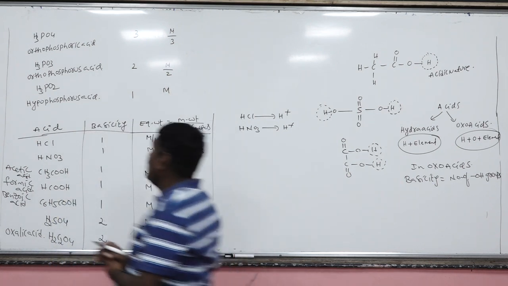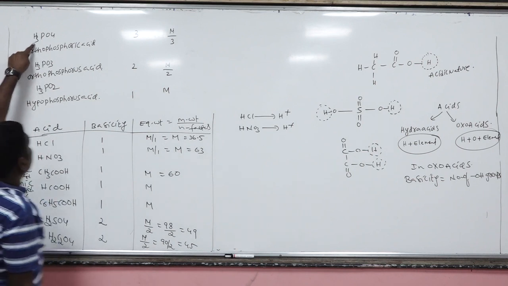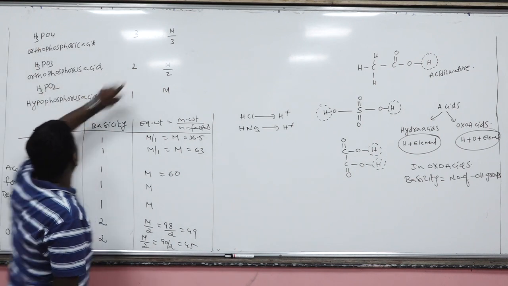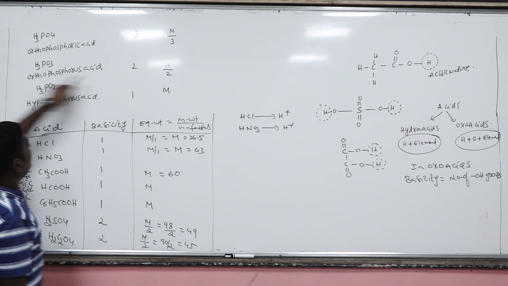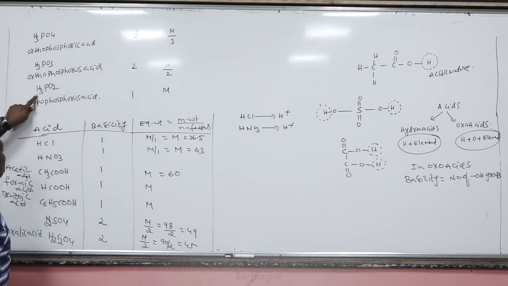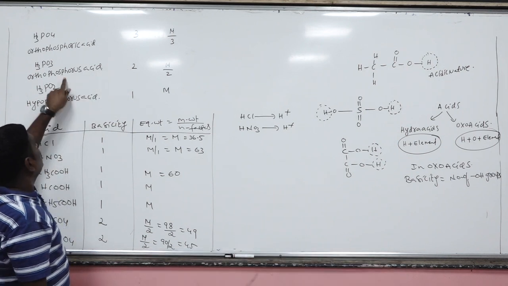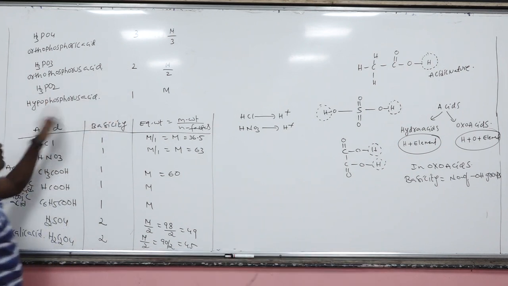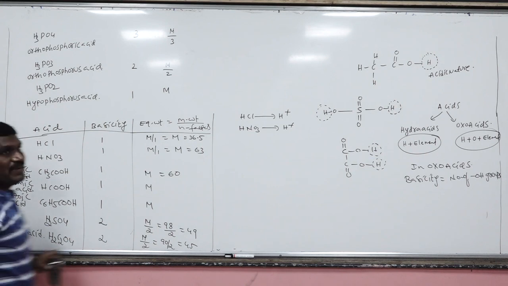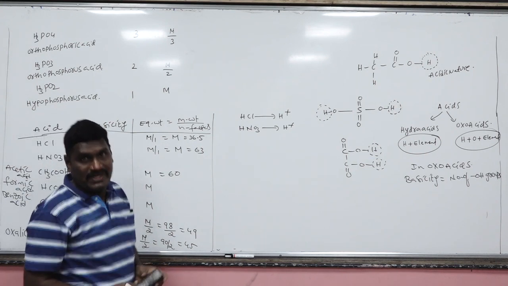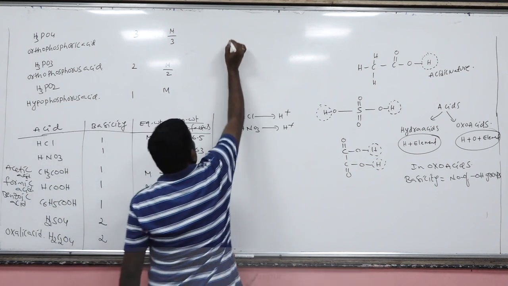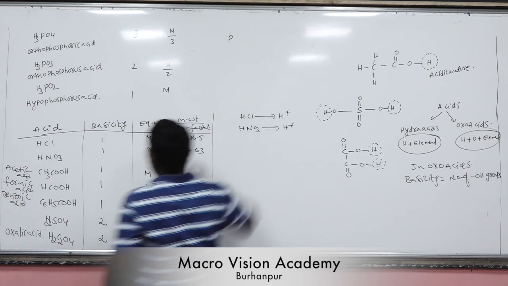Now you may have one doubt. Here 3 hydrogens are there, so you are writing the basicity 3, but here 3 hydrogens are there, still you are writing 2. Here 3 hydrogens are there, still you are writing 1. Why are we writing the basicity 2 for orthophosphorus and basicity 1 for hypophosphorus? This is only depending upon the structure of the oxy acid. Let's suppose I am writing the structure of the oxy acid.